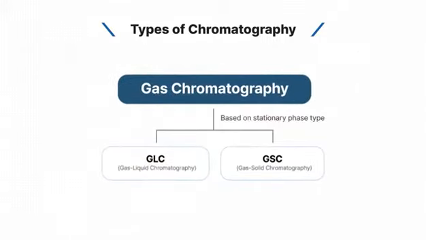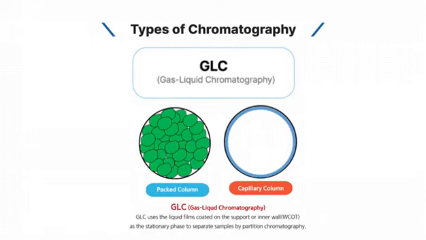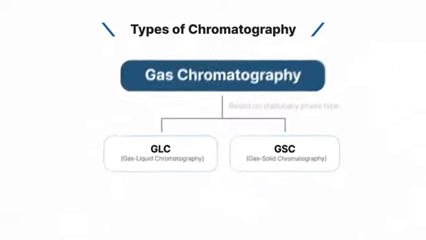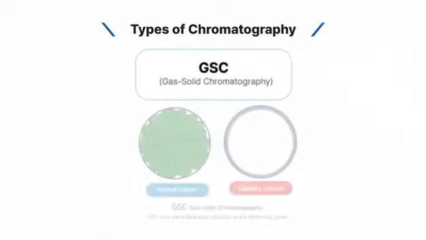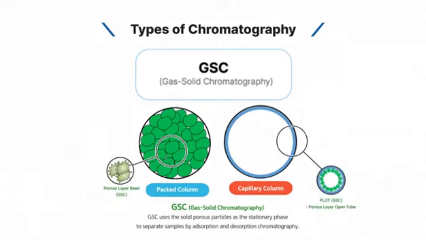GC can be classified into two types again: GLC and GSC. GLC, gas-liquid chromatography, uses liquid films coated on the support or inner wall as the stationary phase to separate compounds by partition chromatography. GSC, which is gas-solid chromatography, uses solid porous particles as the stationary phase to separate compounds by absorption chromatography.